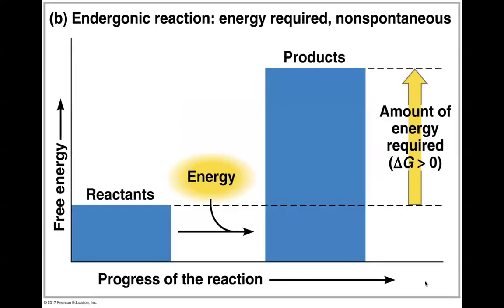Endergonic reactions, on the other hand, require energy and are thus considered to be non-spontaneous. In this graph here, we have the same x and y axis. However, here we can see that the products have a much higher energy value than the reactants. In order to achieve that higher energy state, energy must have been used in that reaction and absorbed in forming the product. We can see here that the delta G value on the right would be greater than 0 and thus positive.